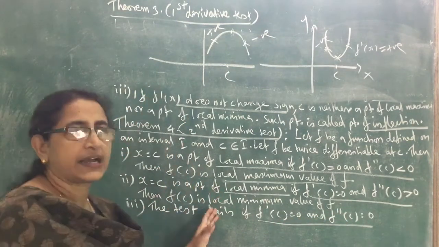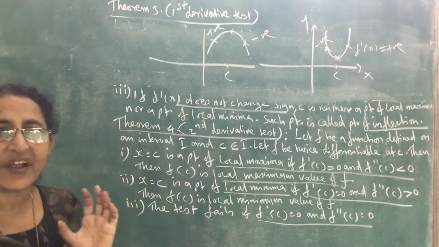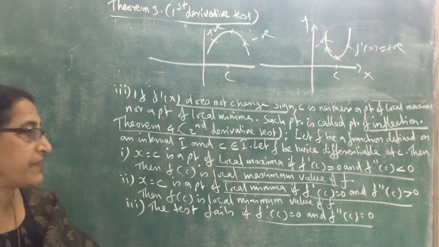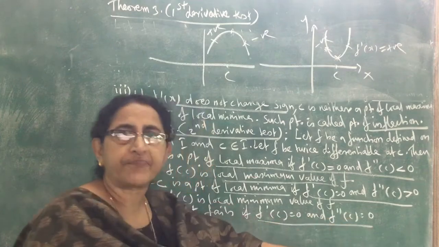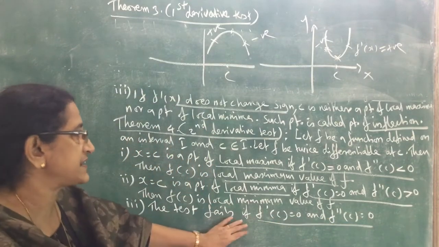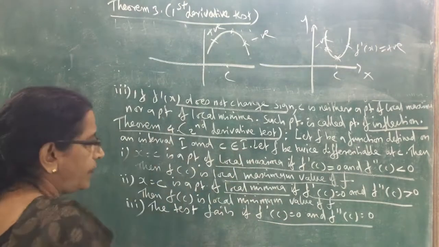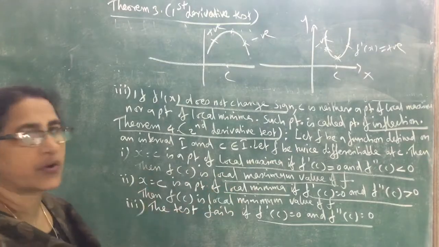Usually we use the second derivative test to find the point of local maxima and point of local minima. That will be easier. But if the second derivative is 0 at that point, we cannot use this test, so we will use the first derivative test. Then we'll do one example in the next session.